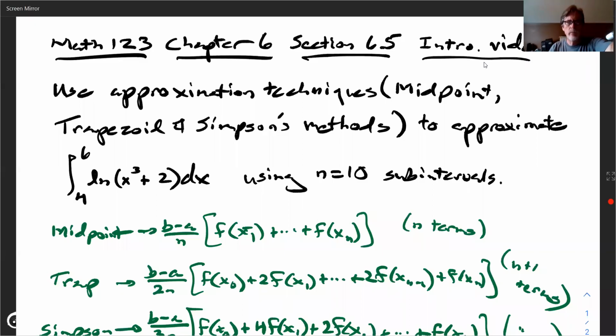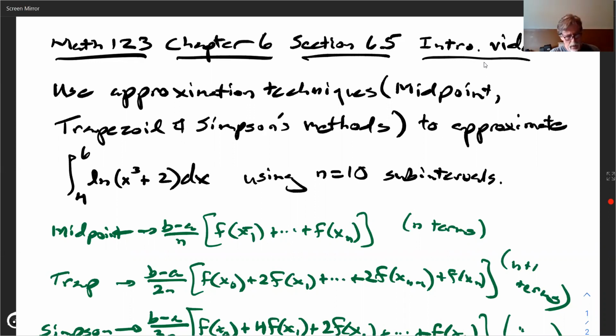Hey, hello again. We are taking a look at section 6.5, which is dealing with an integral I don't know how to integrate. The table of integrals doesn't have it either. So what do I do? Well, you can chop it up and do Riemann sums in peculiar ways to come up with an approximation of your integral.